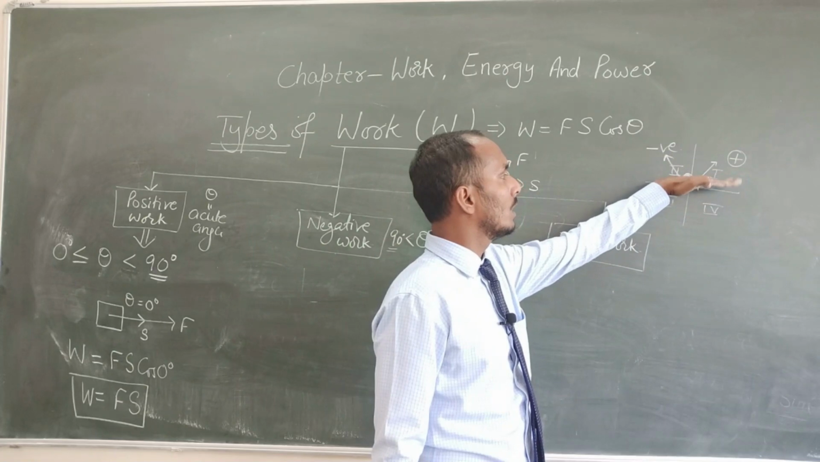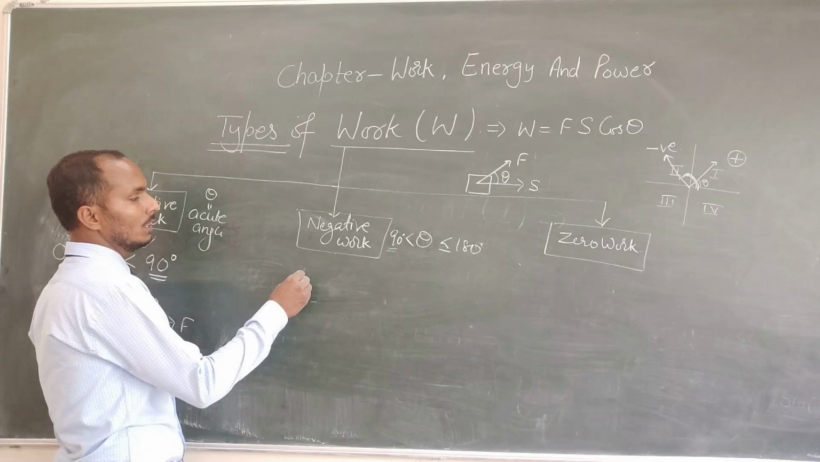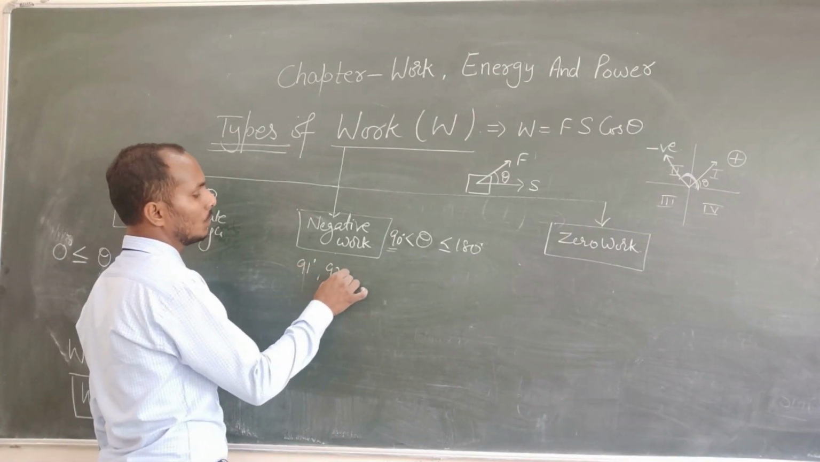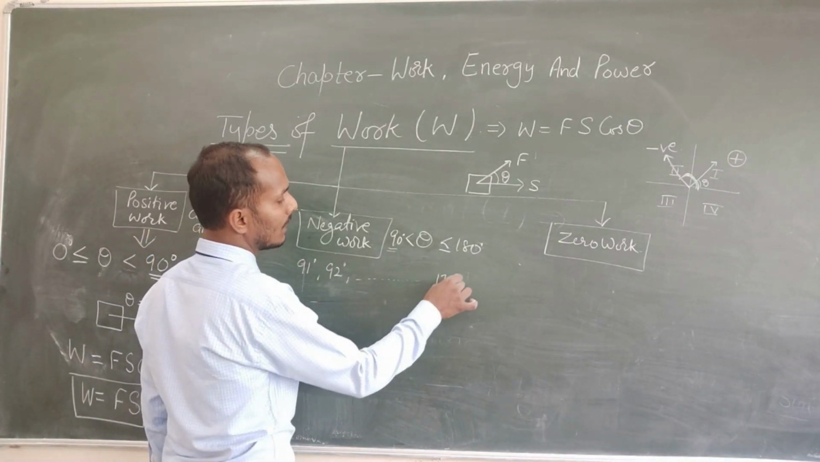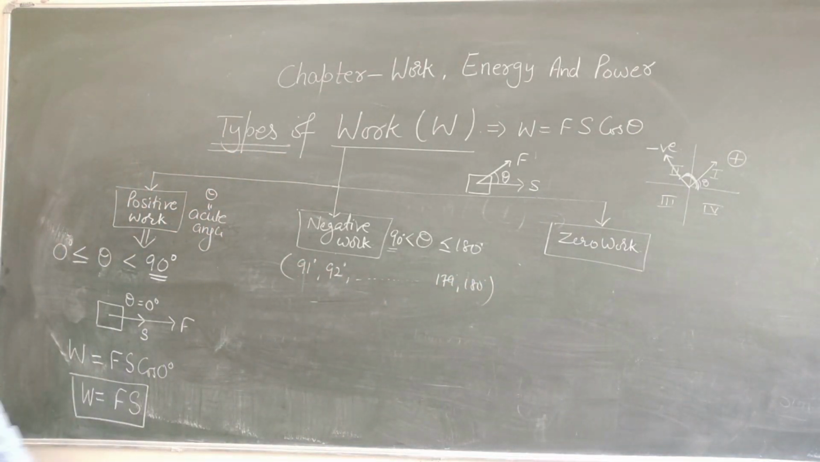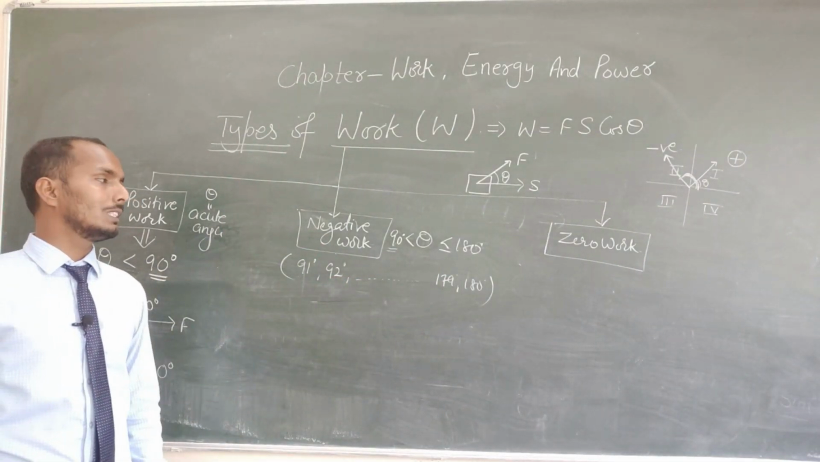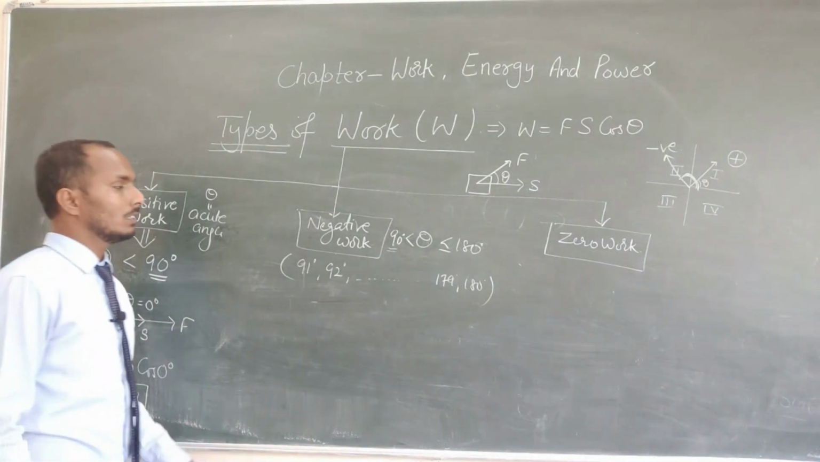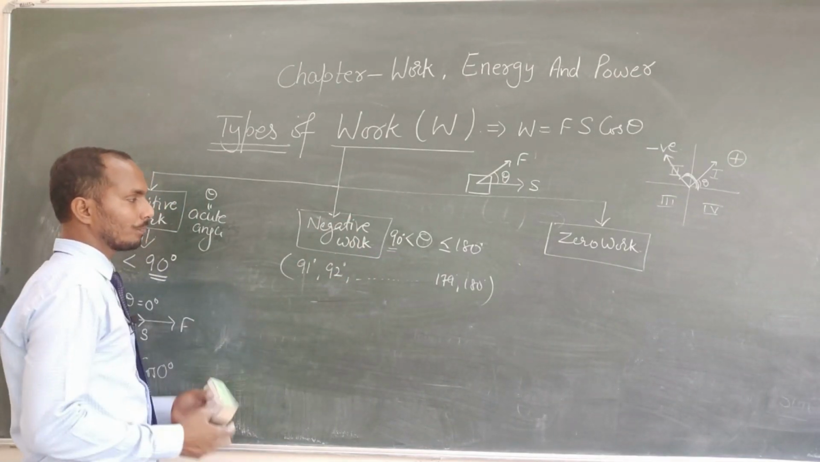If your angle is in the second quadrant, measured from the positive x-axis, its range is 91, 92, 93, 94, 95, 100, 150 up to 179, 180. So this is the range. If the angle lies in this range, then work is said to be negative work. Here the angle is between the force and displacement.